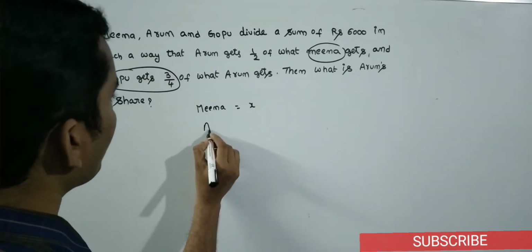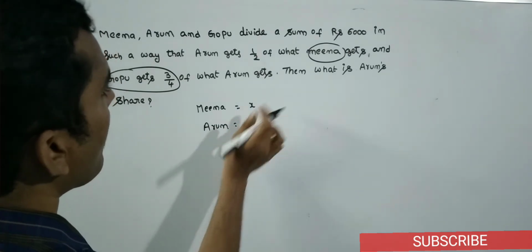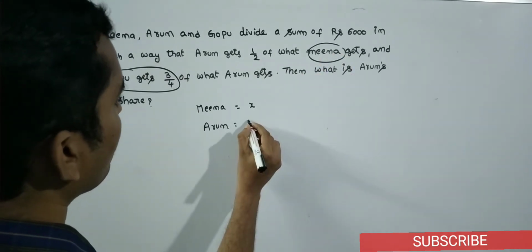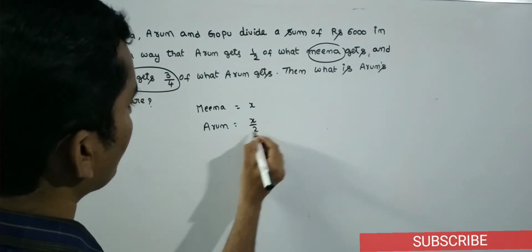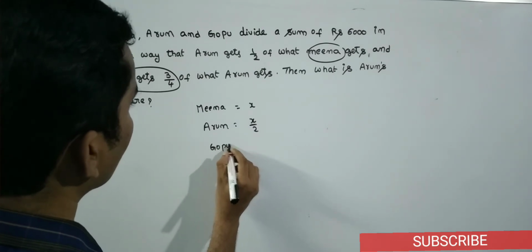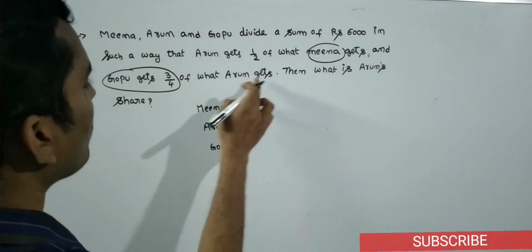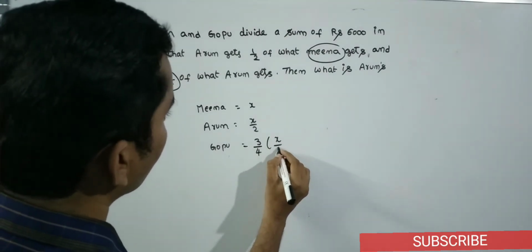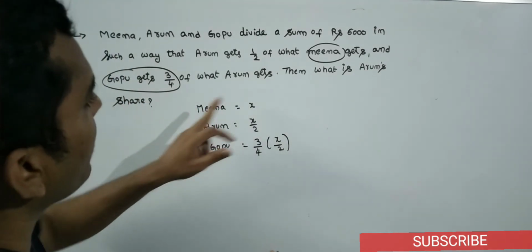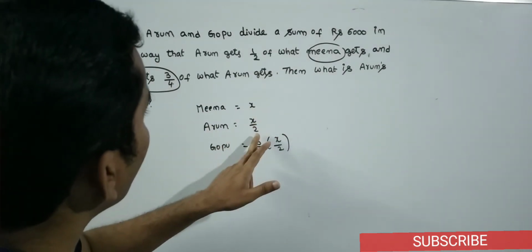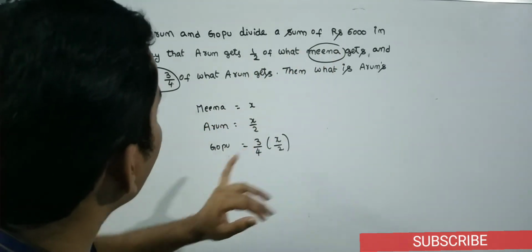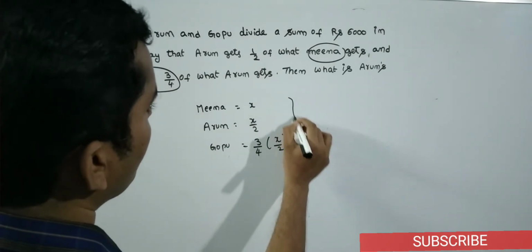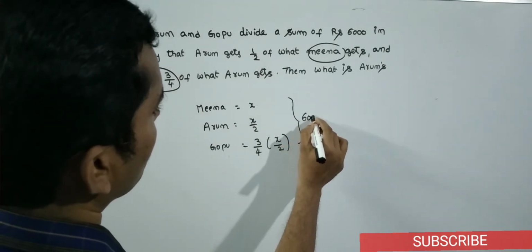After that, Arun how much? Half of Meena's share, 1/2 of what Meena gets. That means x/2. Then Gopu how much gets? 3/4 of what Arun gets. See friends, Meena we assume as x, Arun x/2, 1/2 of what Meena gets, and Gopu 3/4 of what Arun gets. These three equal to 6,000.